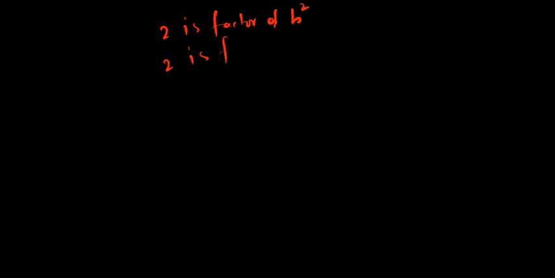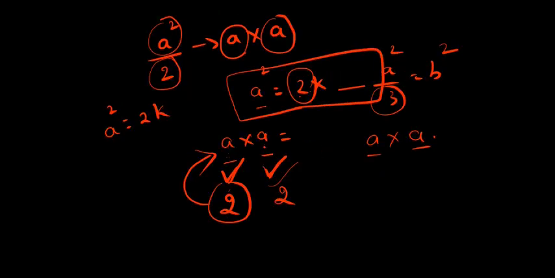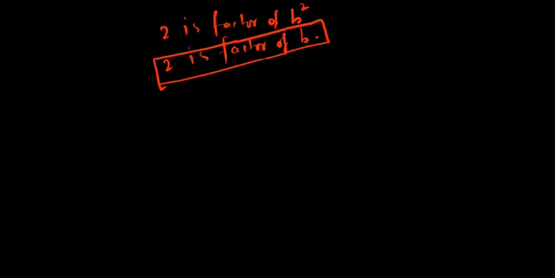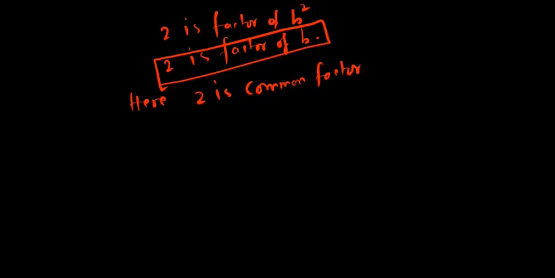And in the previous thing, 2 is a factor of a. By this, we may conclude that 2 is a factor of both a and b, that is, 2 is a common factor for both a and b. But if you see at first itself, we took these as rational numbers. So a and b are rational numbers.